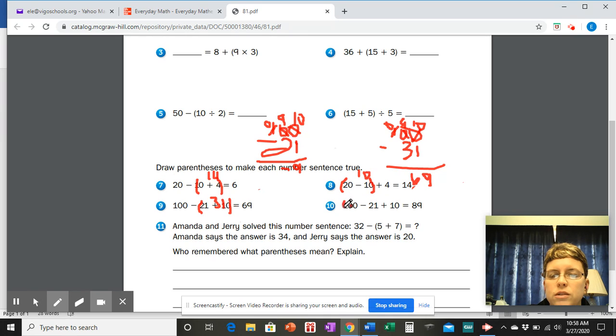We'll try the parentheses around 100 minus 21, which we did the work over here, and we know that it's 79. So 79 plus 10 would give me 89. So that's the end of our lesson for today for math.